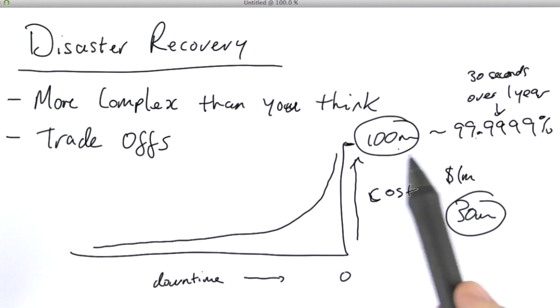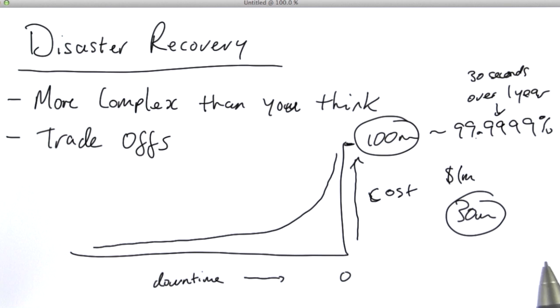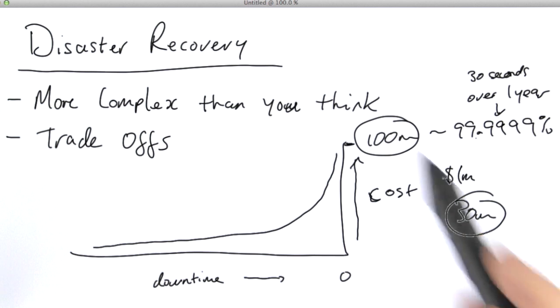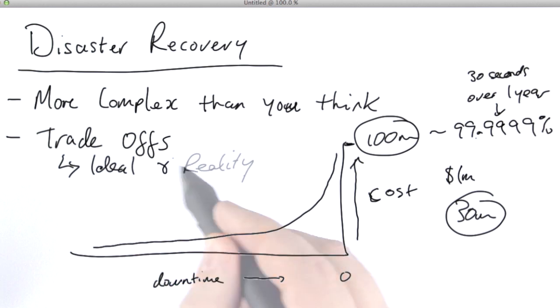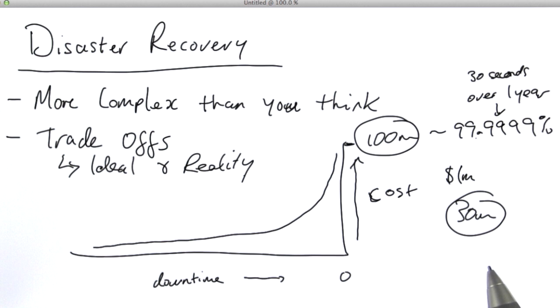You know it's going to cost you $100 million to only have 30 seconds of downtime, but you only lose $30 million for 30 seconds of downtime. So there's a $70 million gap there. So this is the trade-off between the ideal and reality. You're going to look at this and say, well, there's no point in spending $100 million on this. We'd rather take the $30 million hit, unless there's some sort of ancillary effect here.